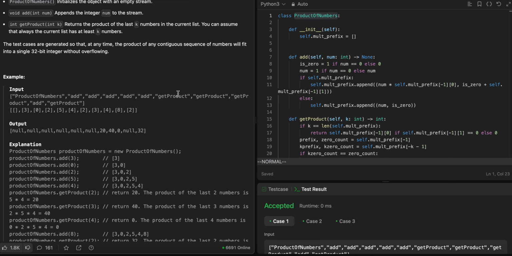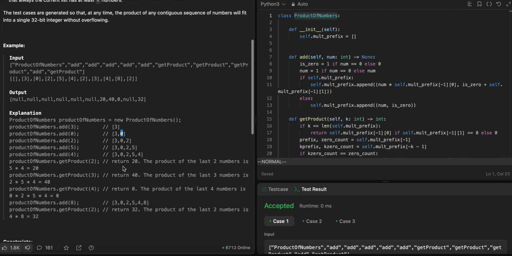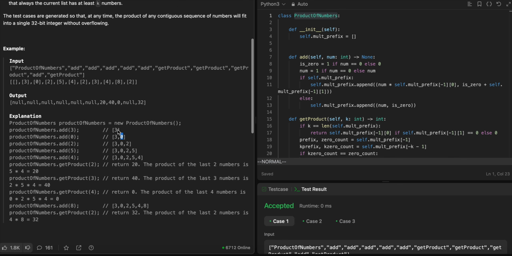Okay, so one easy way to actually do this in O of 1 time is to have a prefix of multiplications. So basically, every time you add, the prefix here is 3, and the next prefix here is 0 because it's multiplied by 0, right? Obviously it's going to still be 0, and it keeps going like this. So if you keep this prefix till the end, let's say there is no 0 here. Let's say this was a 1.